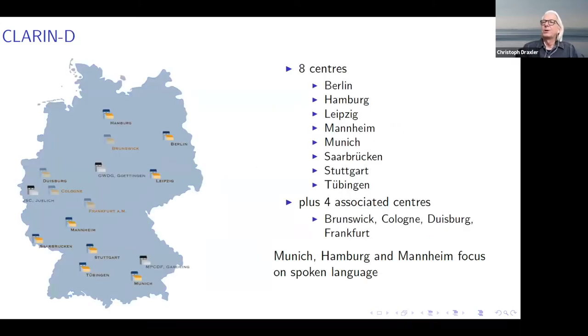In Germany, although I wrote here we have 8 centers, there are a few more in this little map. The ones with the bold colors are the Clarin centers proper. So Berlin, that's an academy, the Berlin-Brandenburg Academy of Sciences. In Hamburg, we have a center working on spoken language resources. Leipzig is the computer science department. In Mannheim, we have the Institut für Deutsche Sprache, which is a very, very large institution funded by the state to document contemporary German as it is presented in newspapers and in broadcast and in speech. So they have huge corpora and are opening them up to the research community.